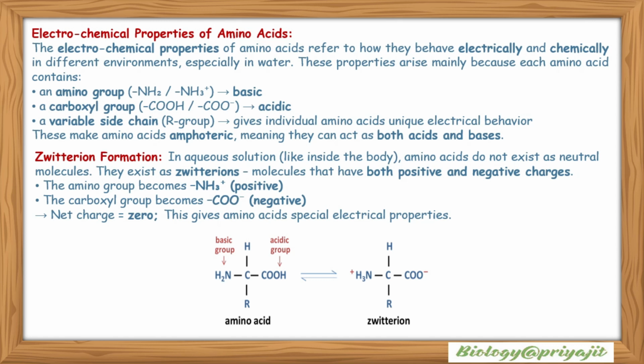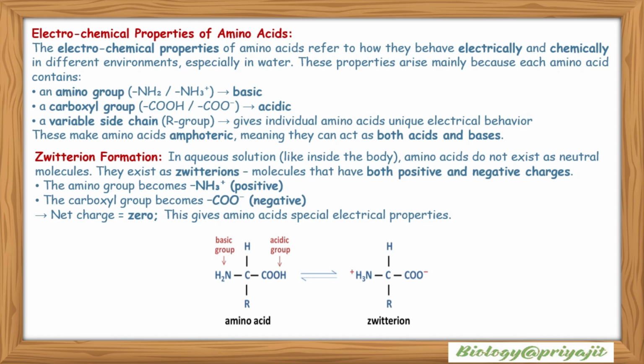So what is a Zwitterion? How does Zwitterion formation occur? In aqueous solution, like inside our body, amino acids do not exist as neutral molecules. They exist as Zwitterions, molecules that have both positive and negative charges. The amino group becomes NH3+, positive, and the carboxyl group becomes COO-, negative. So the net charge will be 0. This gives amino acids special electrical properties.